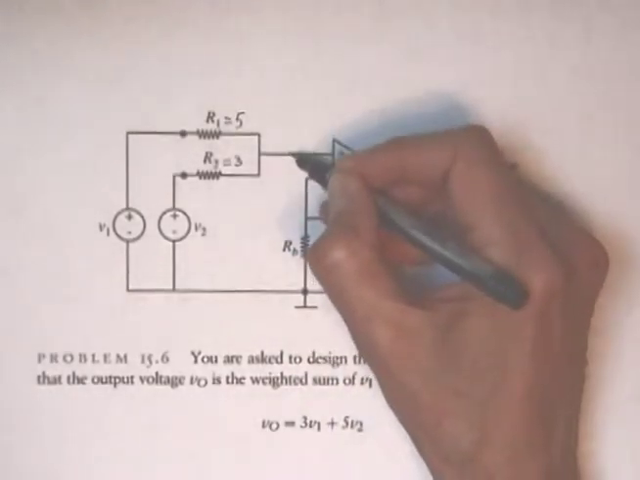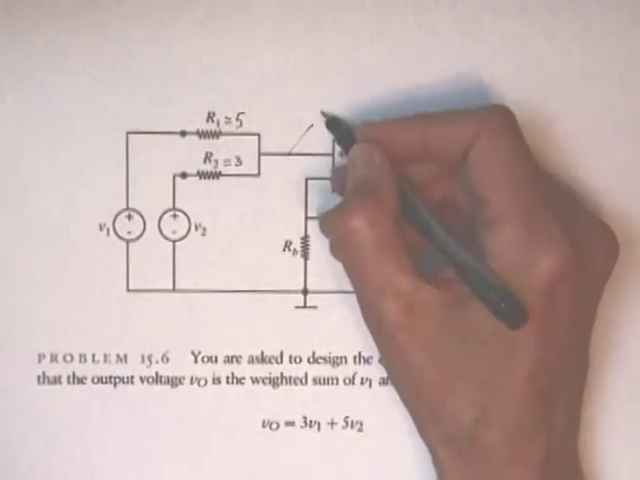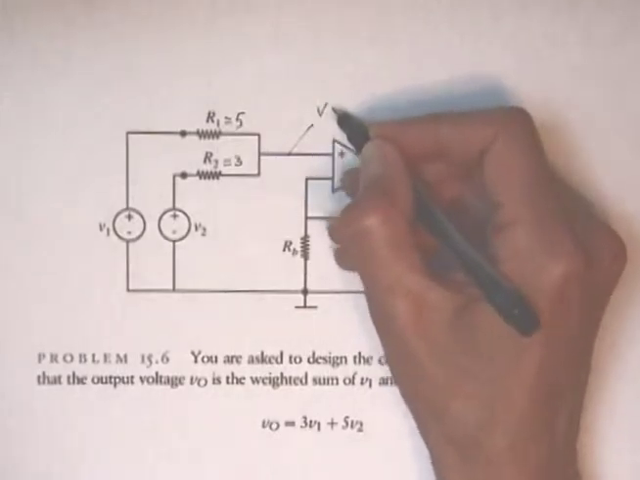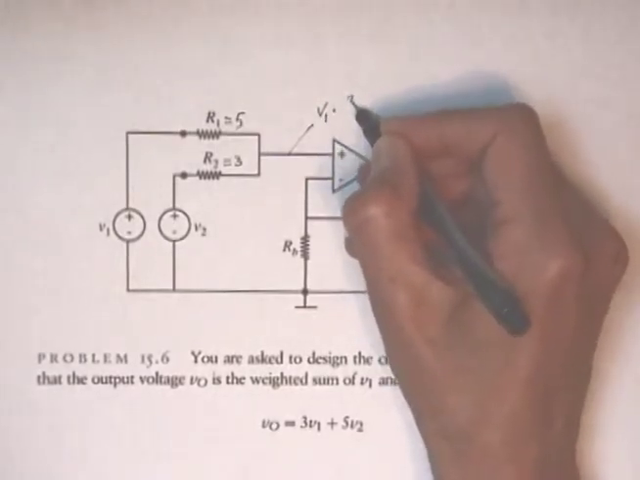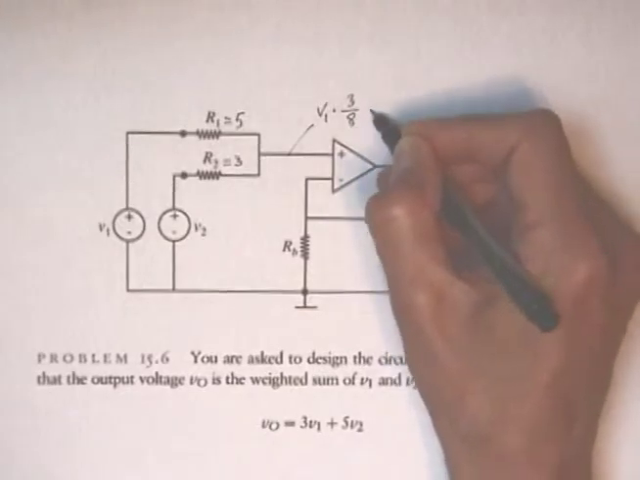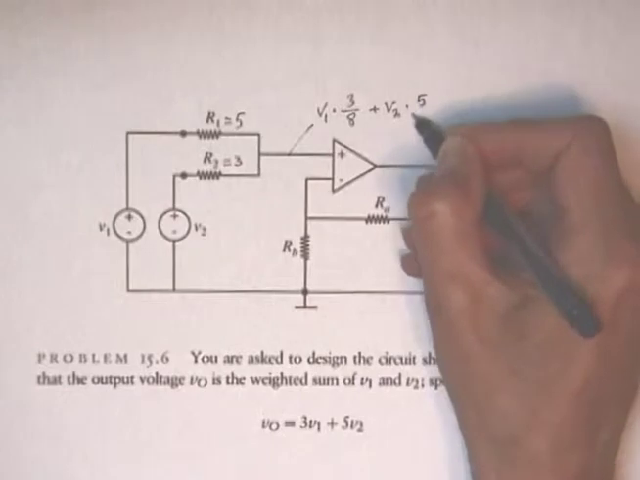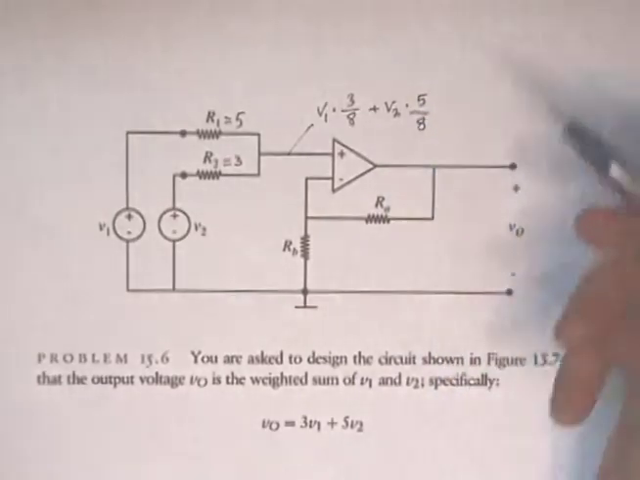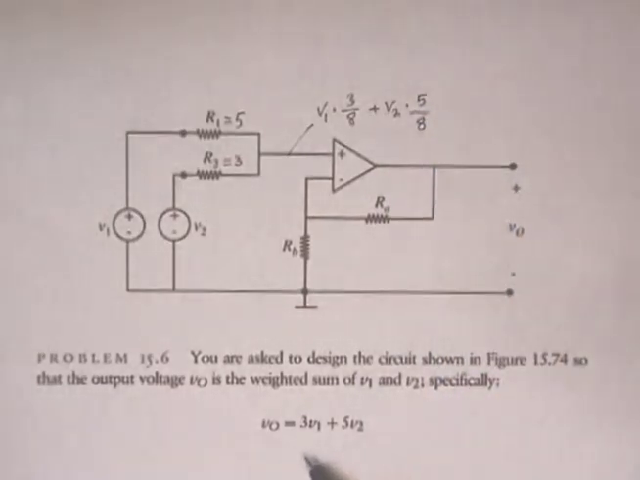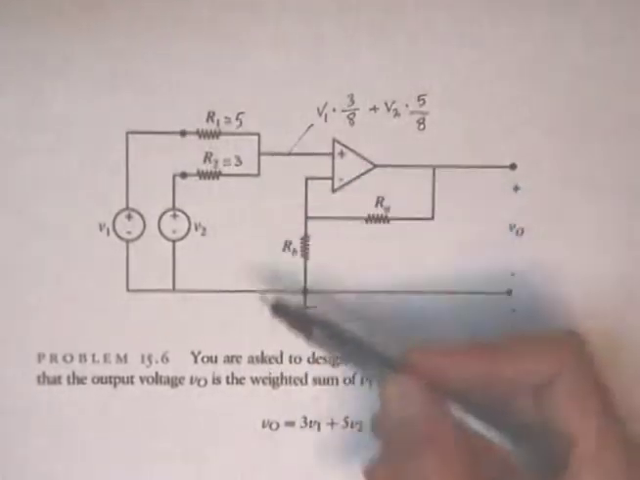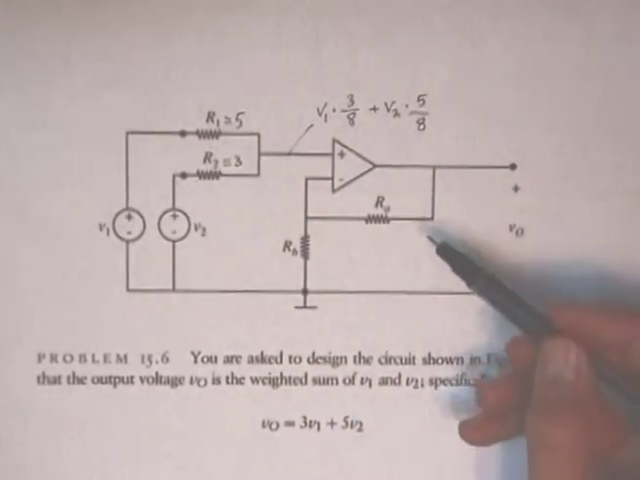Then the value presented here is V1 times 3 over 8 plus V2 times 5 over 8. But we don't want 3/8 or 5/8. That's where the op-amp comes in.